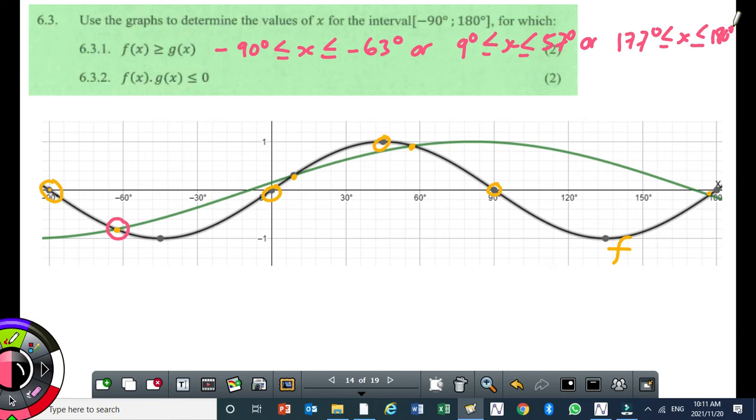Remember, f of x is y, g of x is also y. So if you look at the graph here, obviously, we can't look at the third quadrant. Okay?